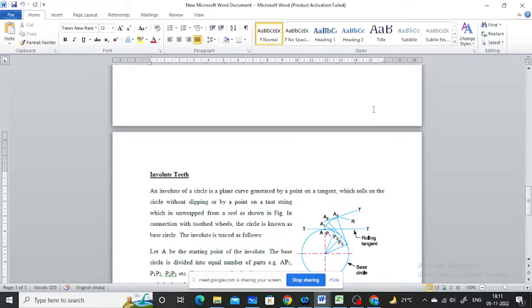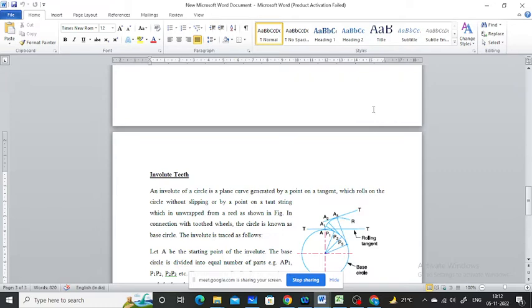An involute of a circle is a plane curve generated by a point on a tangent which rolls on the circle without slipping, or by a point on a taut string which is unwrapped from a reel as shown in figure. Okay, involute टीथ सर्कल का प्लेन कर्व है जनरेटेड बाय अ पॉइंट ऑन अ टैंजेंट, विच रोल्स ऑन द सर्कल विदाउट स्लिपिंग, और बाय अ पॉइंट ऑन अ टॉट स्ट्रिंग विच इज अनरैप्ड। जैसे जो आपकी रील होती है, इसमें धागा लिपटा होता है, उसको जब अनरैप्ड कर रहे हैं, वो आपका धागा निकल रहा है, उस चीज का इसमें कॉन्सेप्ट होता है.